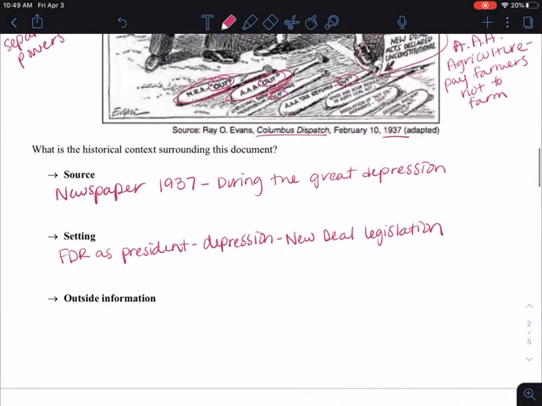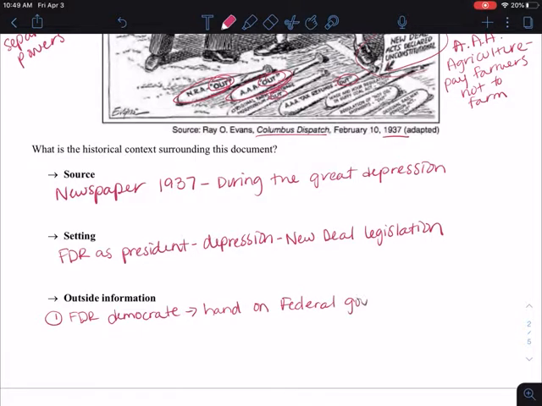For our outside information, we have a variety of things that we can talk about, but I want to write down three major plans that we have here. So we have FDR, who is a Democrat. And what did the Democrats believe the government should be doing? That's right, hands on federal government. And how is he doing that? That's going to be with the New Deal.